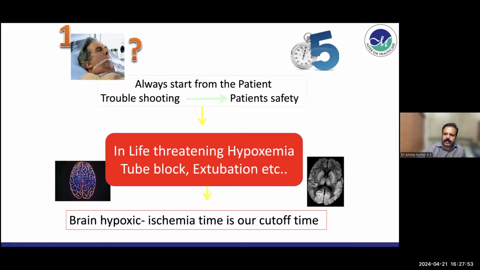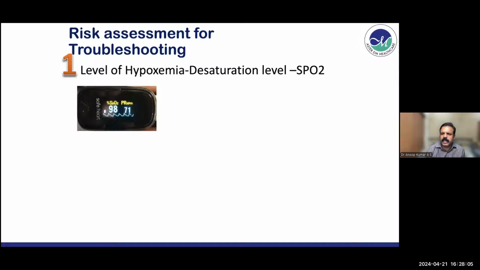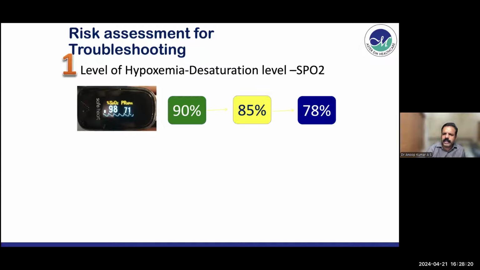The whole concept about understanding this alarm, troubleshooting, everything is to avoid brain hypoxia. Your time is very precious at that point. You should not cause any hypoxia that leads to brain damage. So there is a risk assessment for troubleshooting, like the level of hypoxia, the desaturation level, the SpO2. If it is somewhere around 90, you are comfortable. 85 also it's fine, you have some more time.